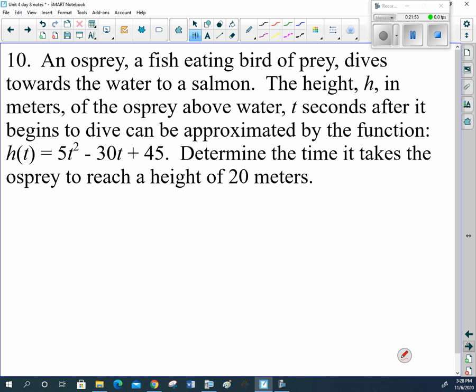Okay, so let's get a visual of what's happening. We have this bird up here in the air. So my bird is right here, and down here is the water. And there's this fish down here, this salmon that he's going to get to. So the bird is flying along and he dives down, picks the salmon up, and comes back up. So it makes a parabolic shape right there, and this shape is going to follow this formula.